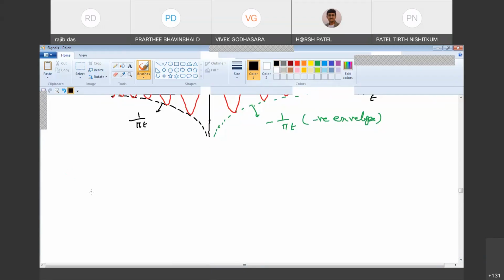Now we'll move to the next one. Different types of signals we are discussing. One we can define this way: even and odd signals.